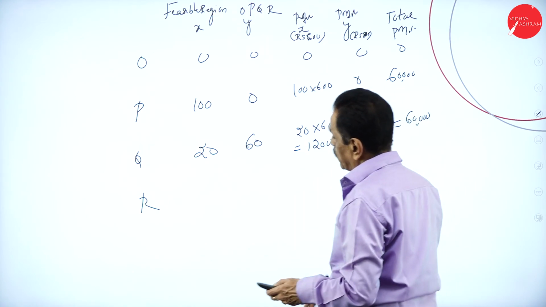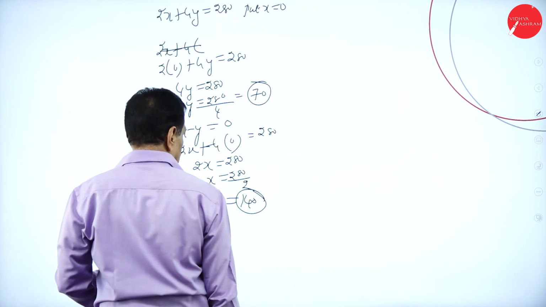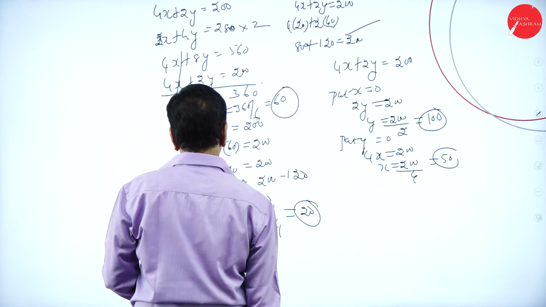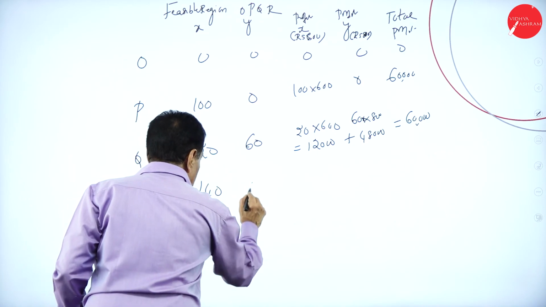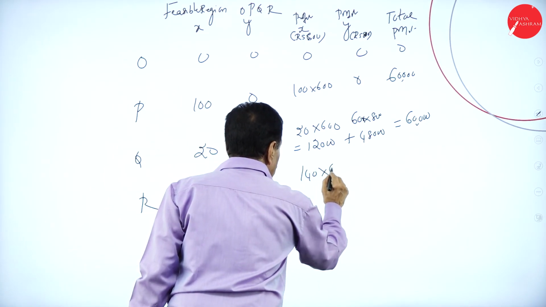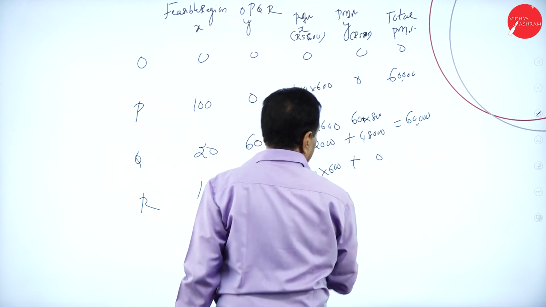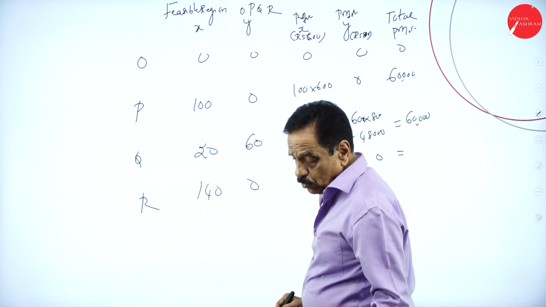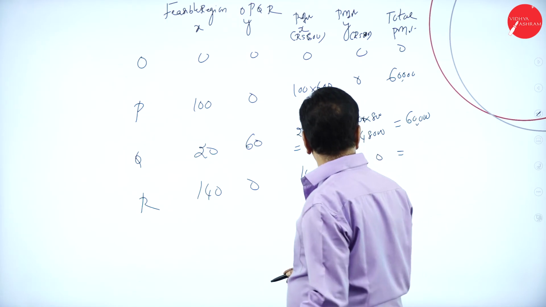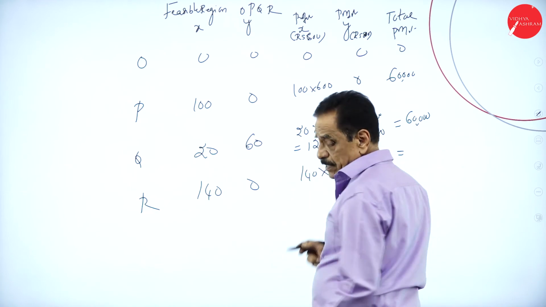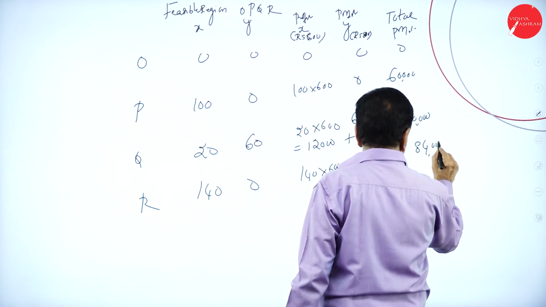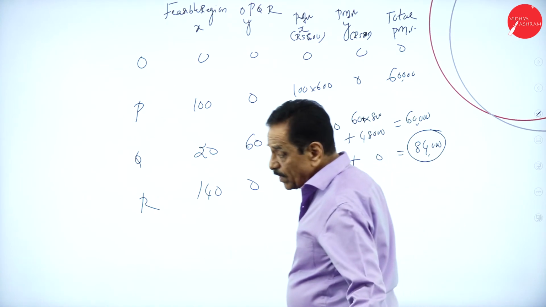12,000, 48,000. At the point R, 140 is X, Y is 0. 140 into 600, this is 84,000. That is all. Maximum. So what I assume now.